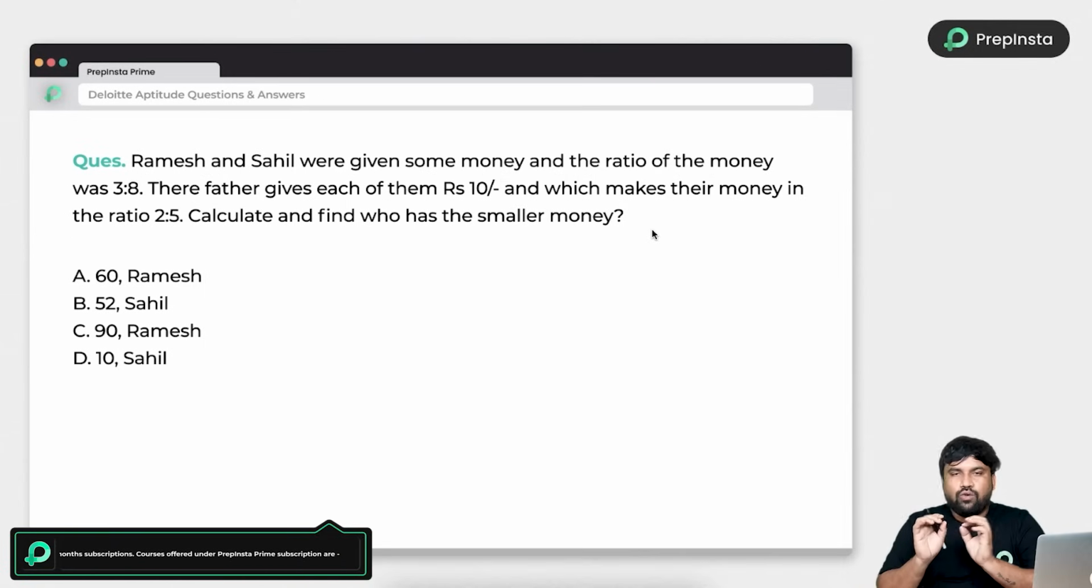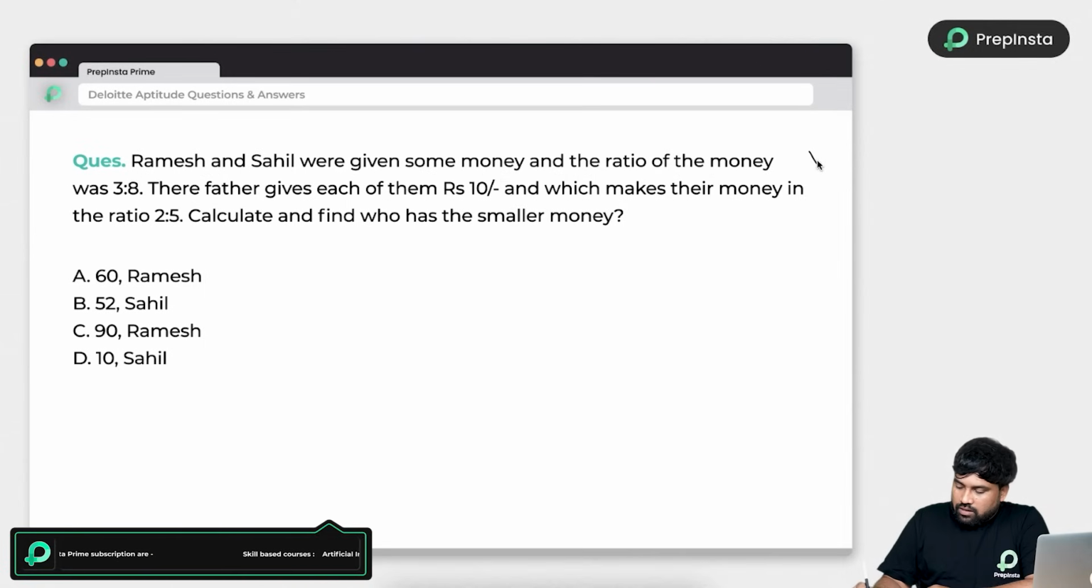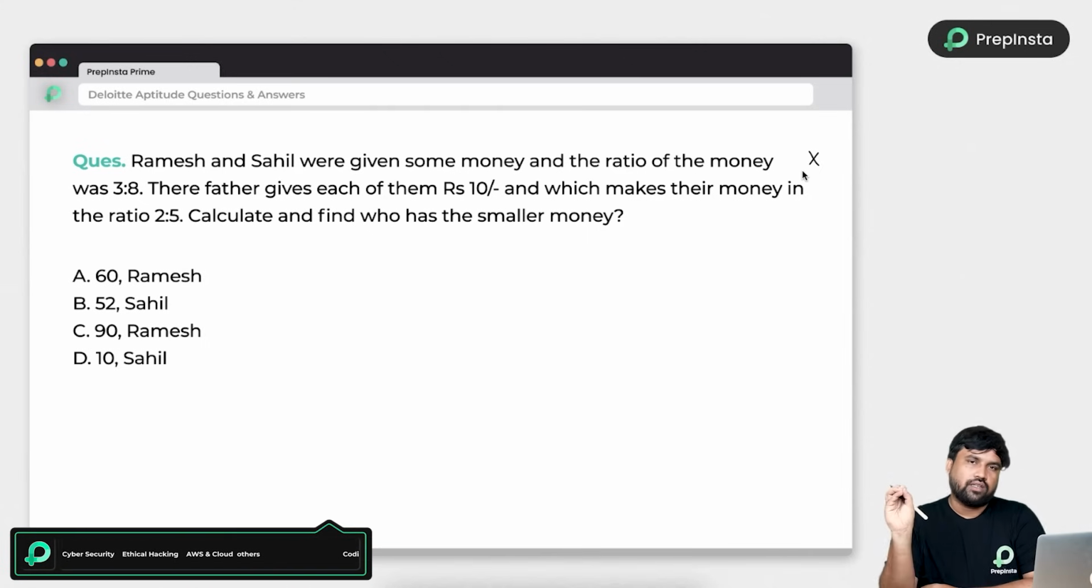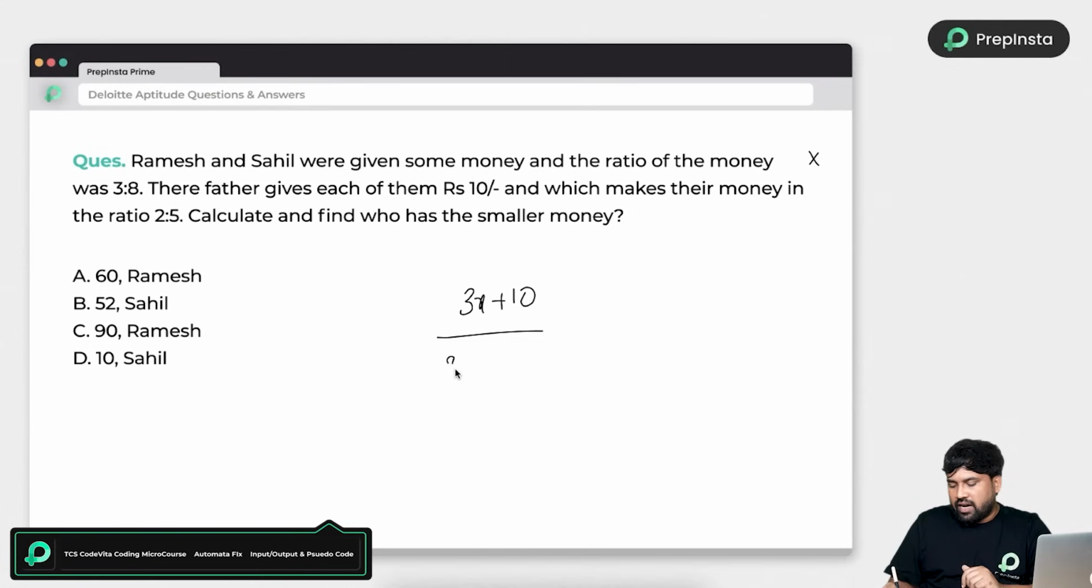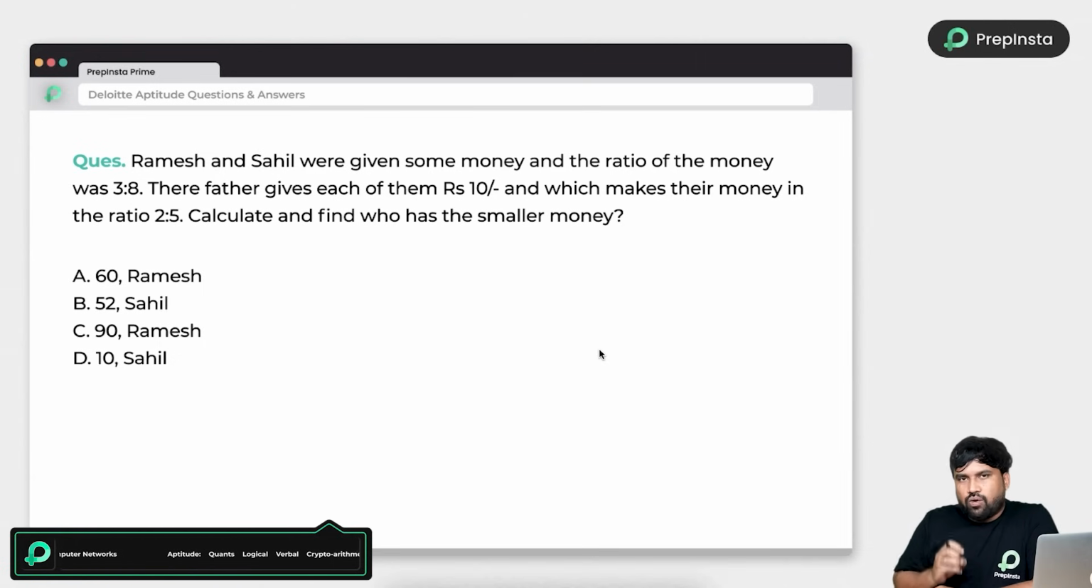So here I would like to do this problem with a shortcut that you will find nowhere on the internet. This shortcut is rarely used and very few people use this type of shortcut. Many people, or in any internet solution, you can see they will start with 3x plus 10 divided by 8x plus 10. They will start like this, adding 10 rupees to the numerator and adding 10 rupees to the denominator, and again they will equate and do cross multiplication and everything. But here I would like to give you the mind-calculation-oriented shortcut.